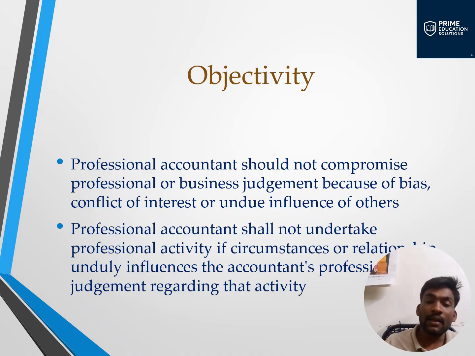He should not allow a conflict of interest or the undue influence of others. He should not be influenced by another person. He should look at things objectively, and if any circumstances or relationship unduly influence the professional accountant's judgment, then the accountant should not undertake that professional activity itself.